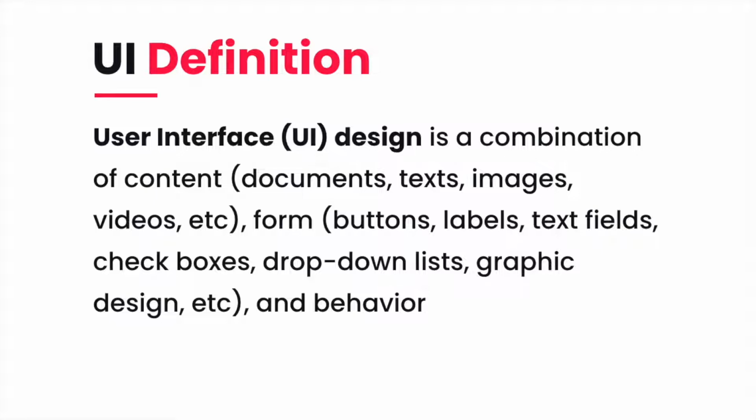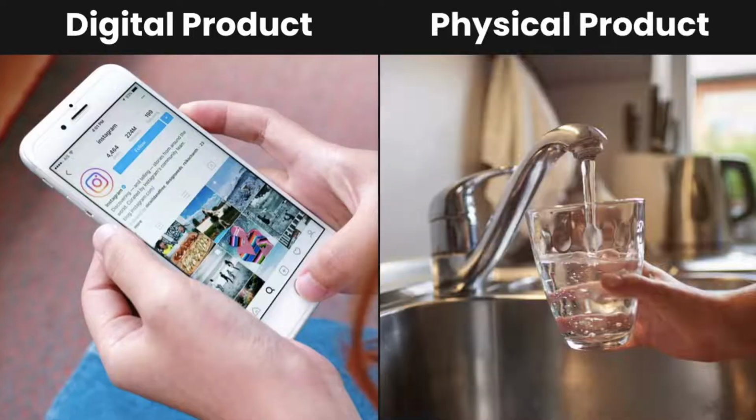User interface design is a combination of content like documents, text, images, videos, etc. Form elements like buttons, labels, text fields, checkboxes, drop-down lists, graphic design, etc. and behavior. Together they all create a user interface through which a user interacts with any application or a hardware device. This is called a user interface.